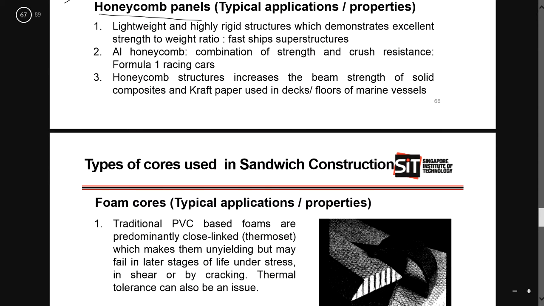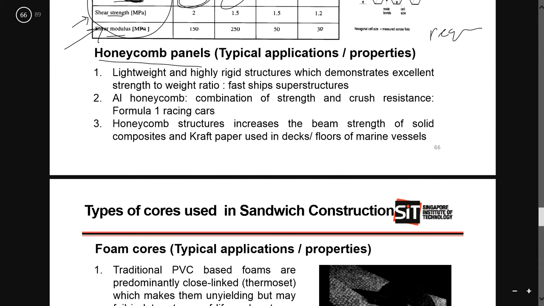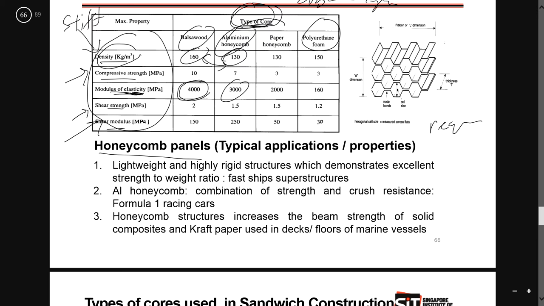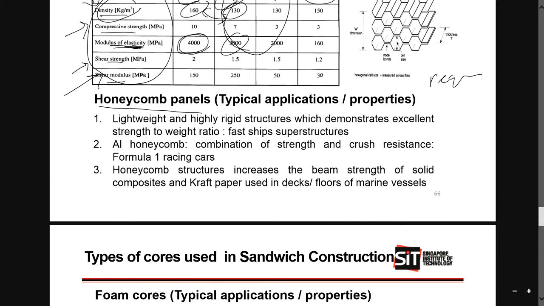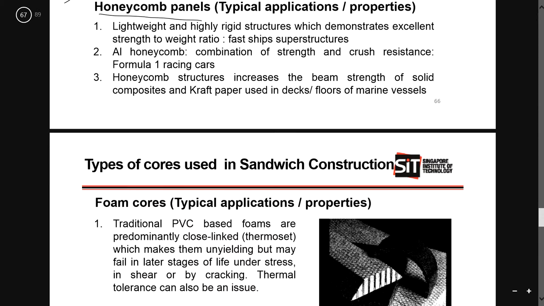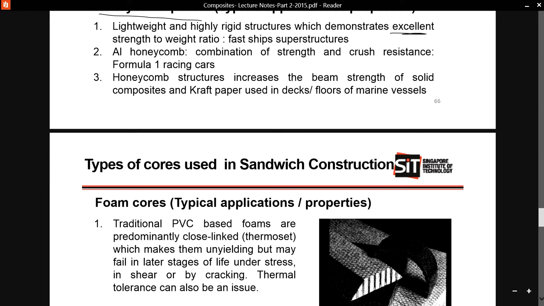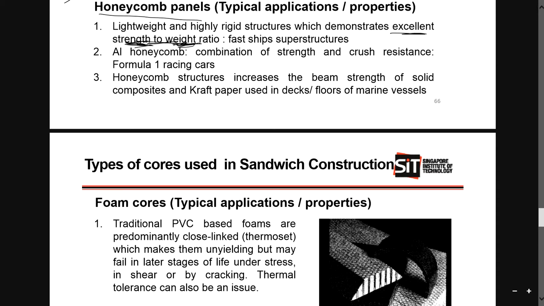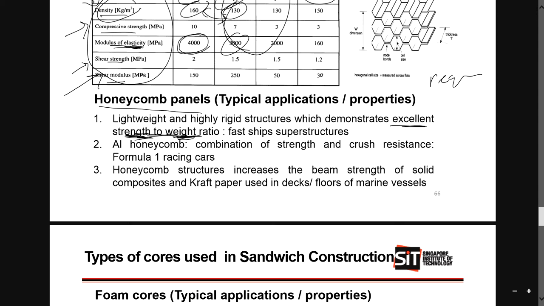Yes, and honeycomb panels. Now let's talk about honeycomb, because as you can see, honeycomb is quite a big issue in this space. It's widely used and it's very powerful. Excellent strength to weight ratio means that it has very high strength with low weight. Alright, high strength with low weight, that's just the meaning. And the rest I think is pretty straightforward already. But this sentence is a bit weird: the honeycomb structure increases the beam strength of the solid composite. Okay, very nice.